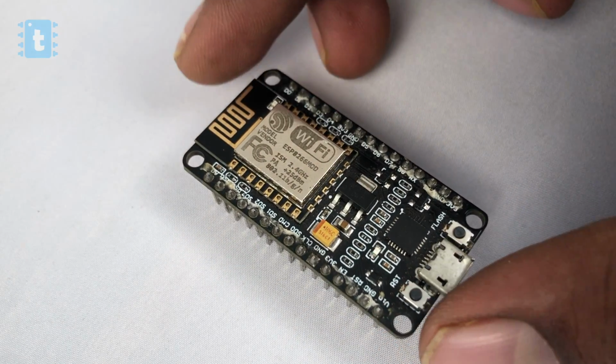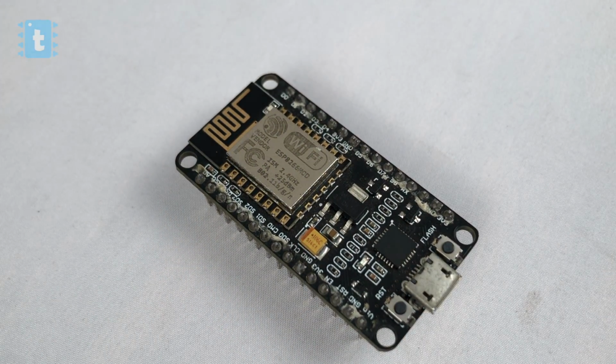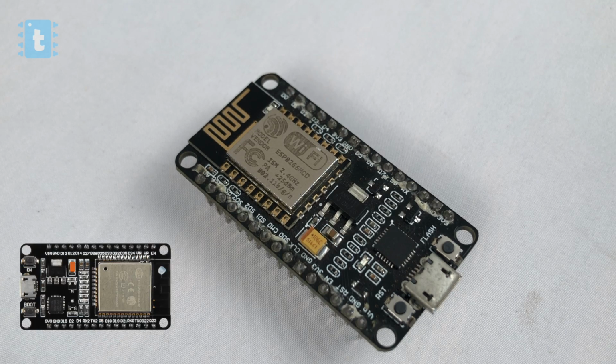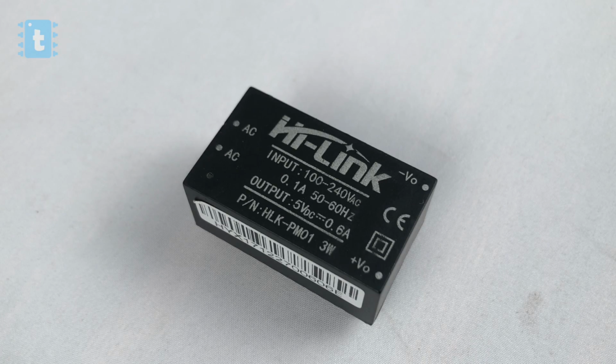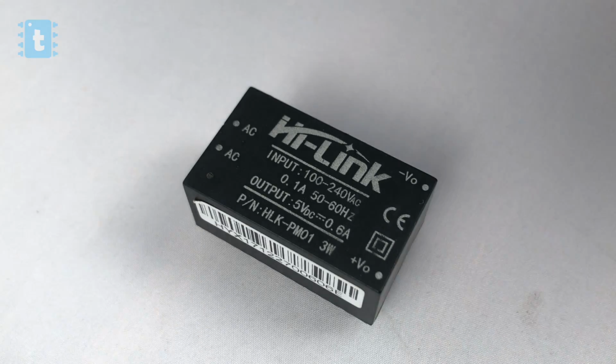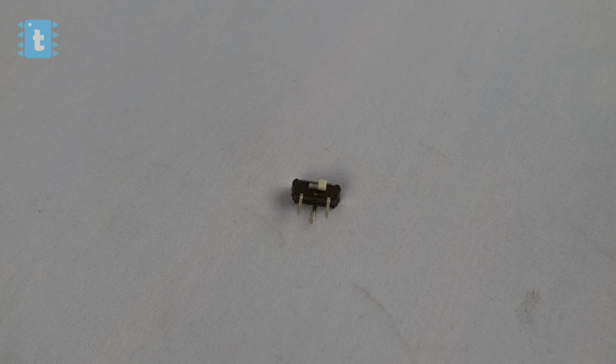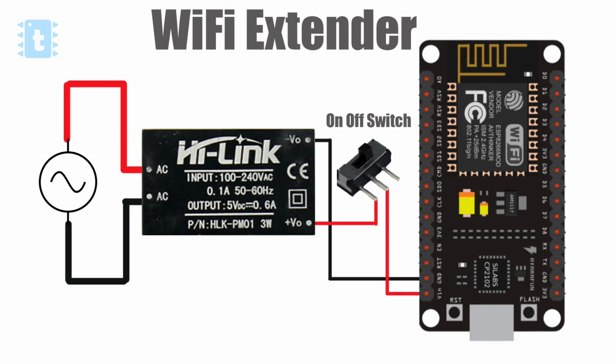For making this project, you will need a NodeMCU board. Yes, just a NodeMCU board, or you can use any other ESP board like WEMOS, ESP32, etc., except the ESP8266-01 module. Now to power up this project, I have used this 220 volt AC to 5 volt DC Hi-Link power supply and one on off switch. And the connections of all these components is something like this.